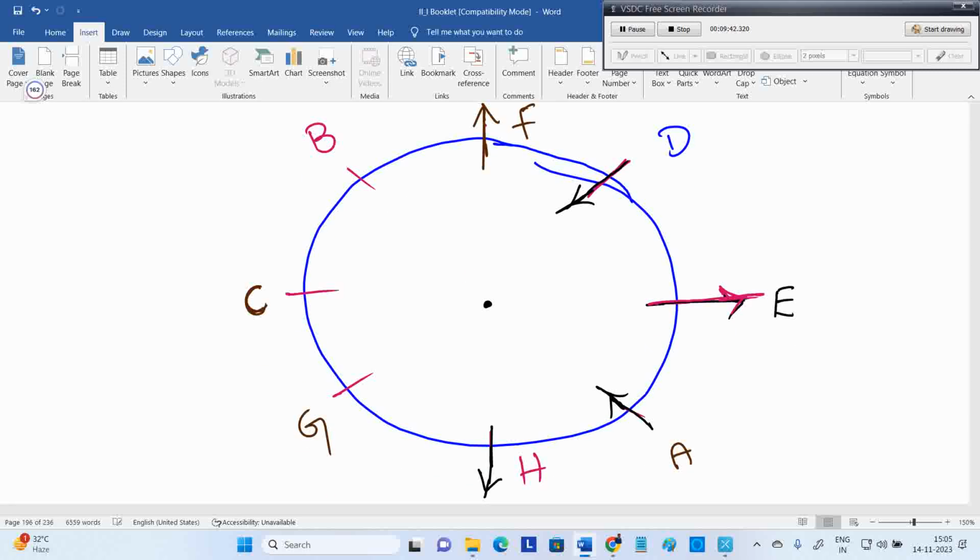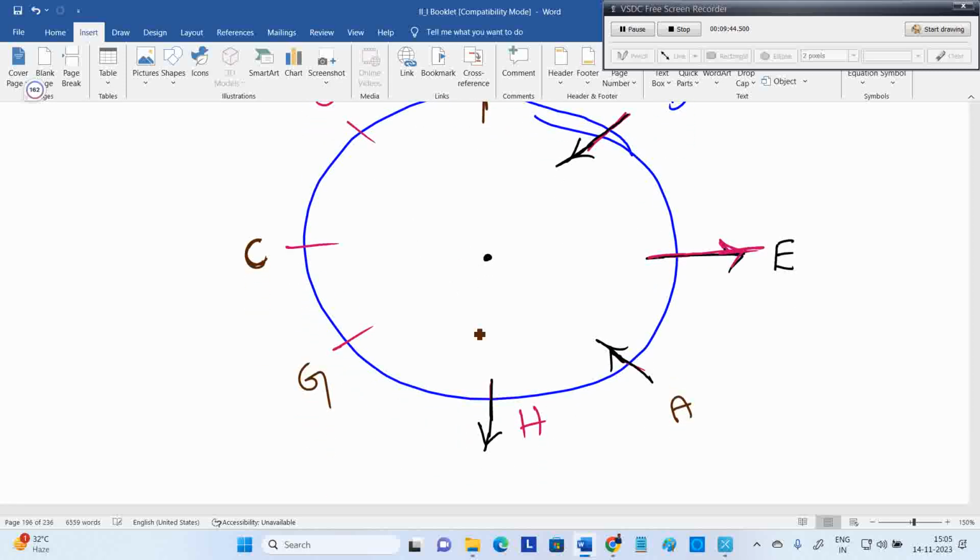Immediate right of H. Listen, H is facing outside. H's immediate right is G. H is facing outside. For H, right is this, left is this. You need to live into that position. If you are in H position, right will be like this, left will be like this.